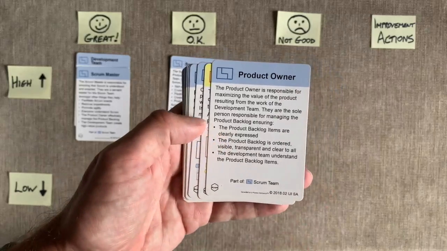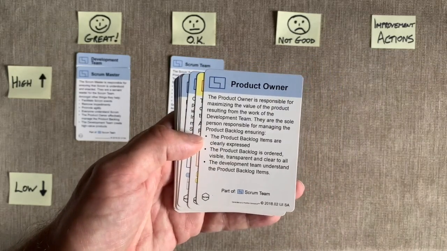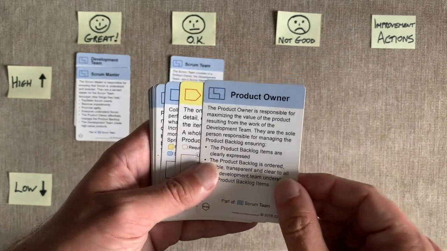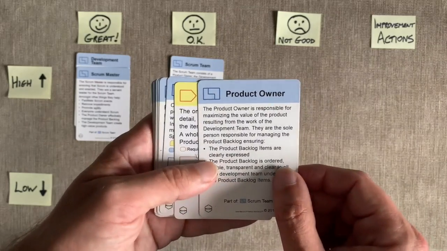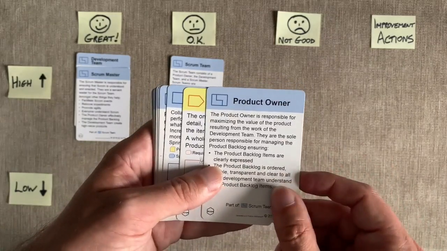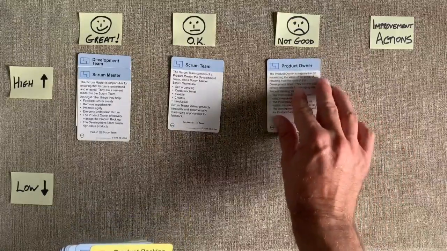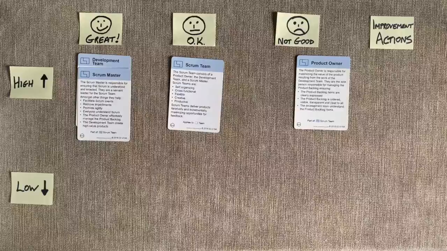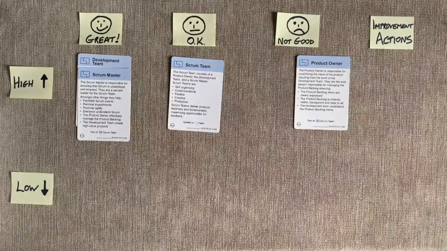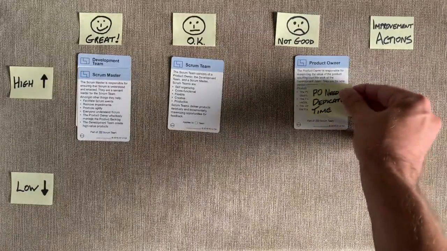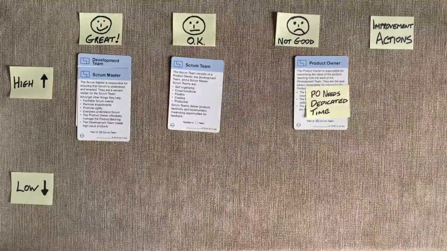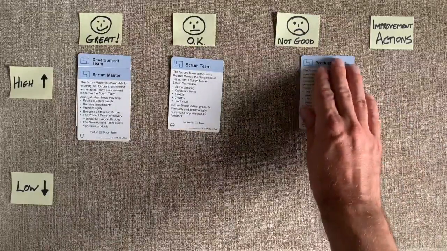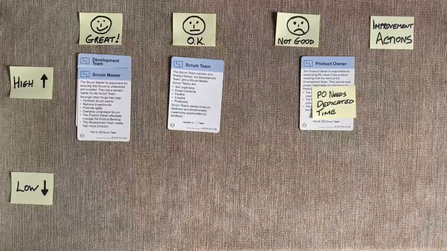Not that they don't understand their role and they're good at their job, but actually they struggle to have enough time. So that's something that we need to improve because that's having some knock-on effects. So we'll put that in the not good column. And obviously here, we can also add some notes to capture the nature of the issue. So here we might say, the product owner needs some dedicated time because they're busy juggling perhaps multiple jobs.